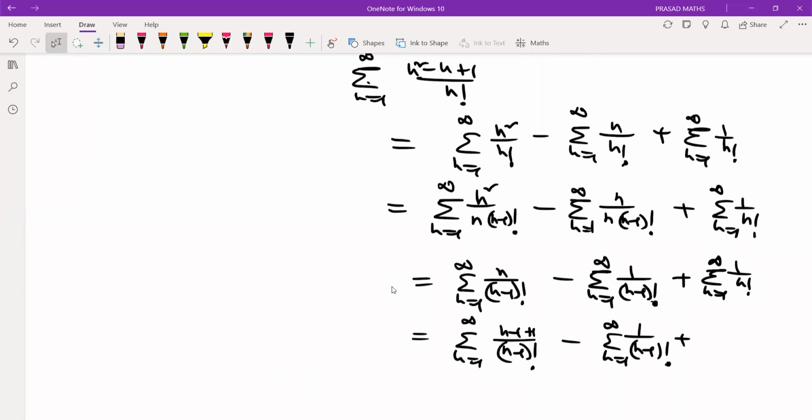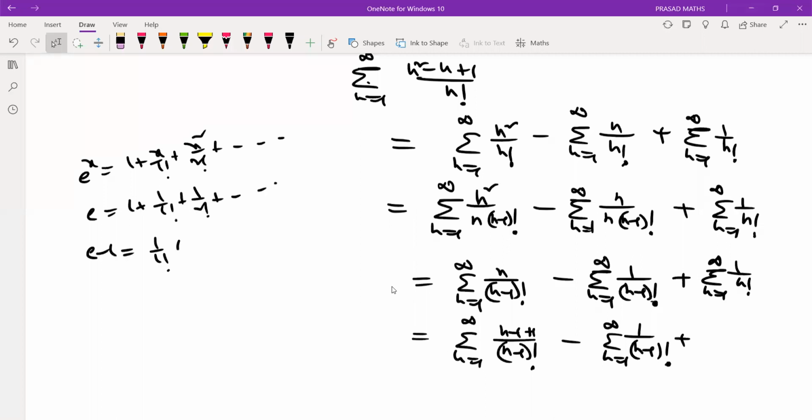What is this exactly? e power x is 1 plus x by factorial 1, x² by factorial 2, going on. So therefore e power 1 is equal to 1 plus 1 by factorial 1, 1 by factorial 2, going on. Therefore e minus 1 is equal to 1 by factorial 1, 1 by 2 factorial, going on. This is exactly summation n equals 1 to infinity 1 by n factorial, that is equal to e minus 1.